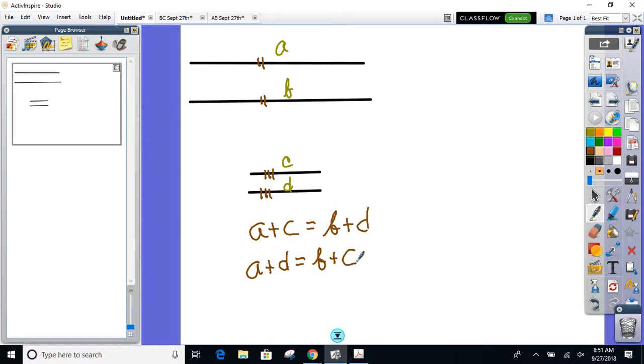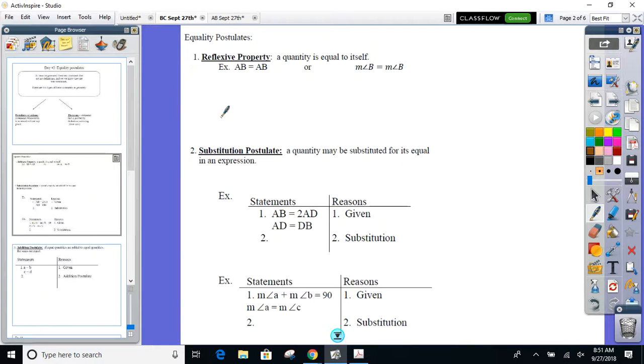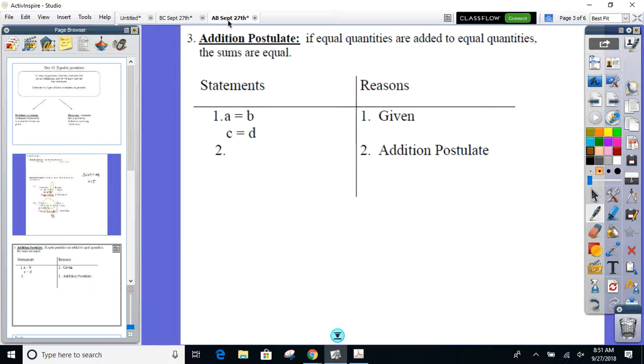Well, when you add a pair of equal quantities to another pair of equal quantities, their results will also be equal. This is called the addition postulate. If equal quantities are added to equal quantities. Now, before you're allowed to use this, and I'm going to sound like a broken record, you need two pairs of equal quantities to add together. If you only have one, it's not good enough. You need two pairs of equal quantities to add together.